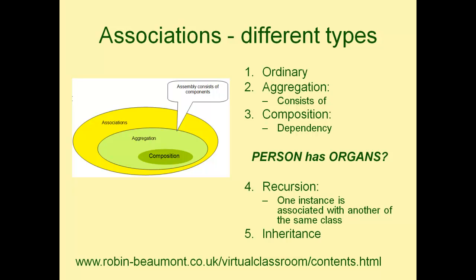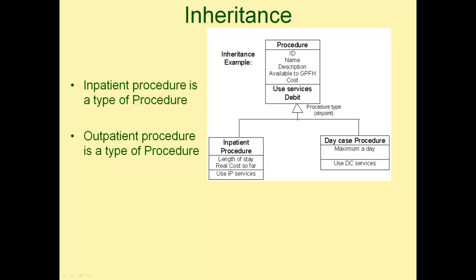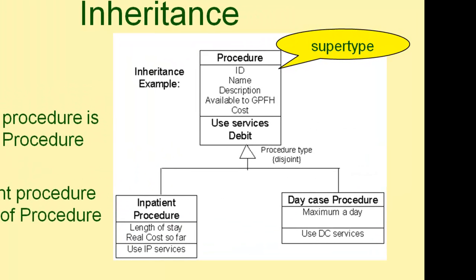And the last, most complex type of association is that called inheritance, which is to do with the kind of relationship. Here is an example of inheritance. Here we have a procedure which is called the superclass, the supertype. Procedure has 5 attributes: ID, name, description, available to GP fund holders and cost, and then 2 methods, and then it is associated with 2 subtypes. That should be subtypes, not supertypes. So one supertype relates to 2 subtypes there. The 2 subtypes are inpatient procedure and day case procedure.